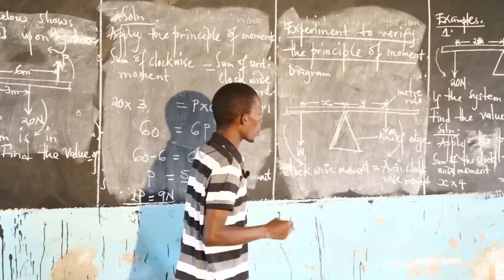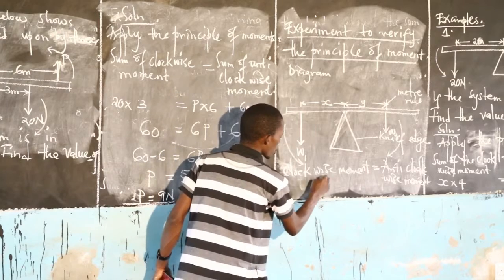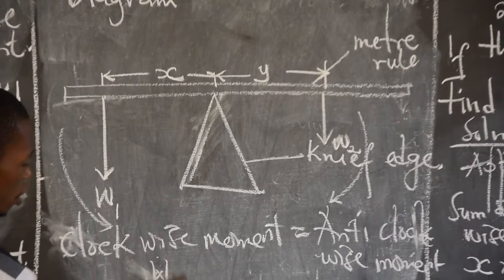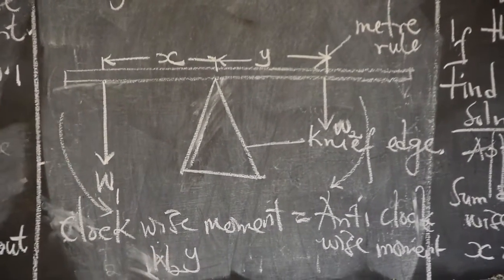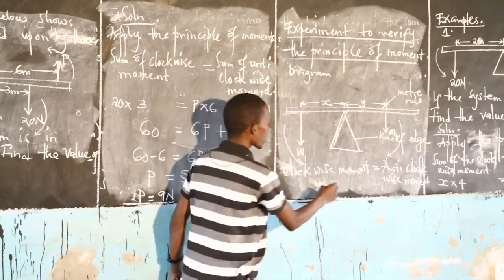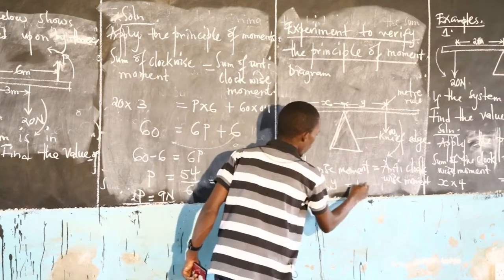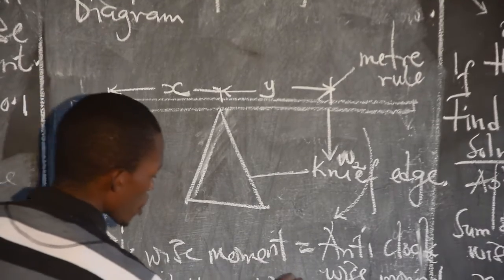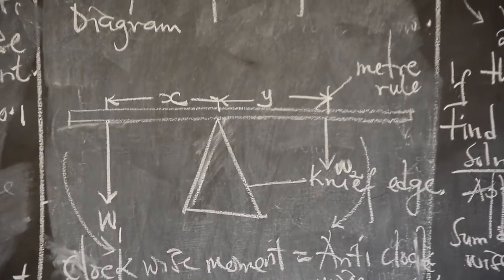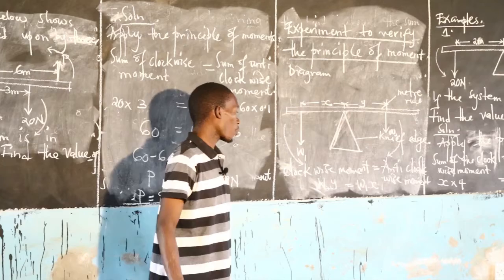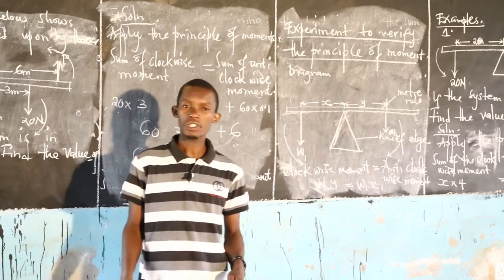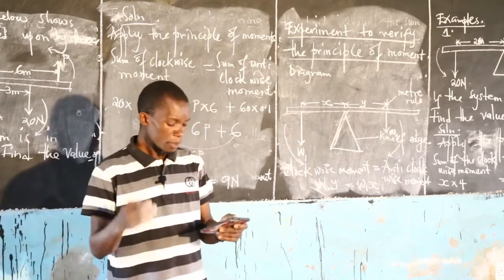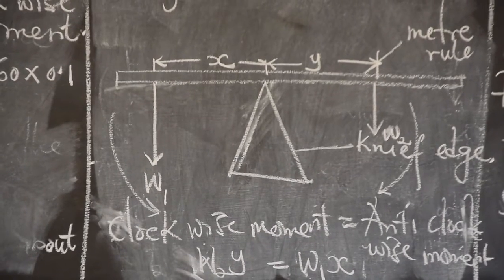Where we have clockwise W2 times Y is equal to W1 times X. That is the way how we verify the principle of moments. Through my words, you can generate your own notes.